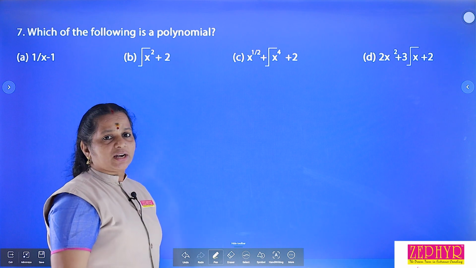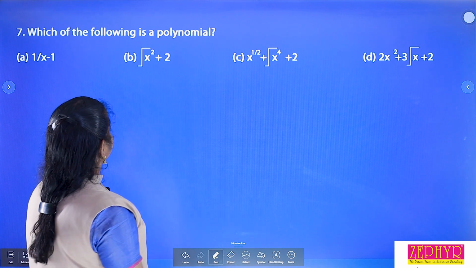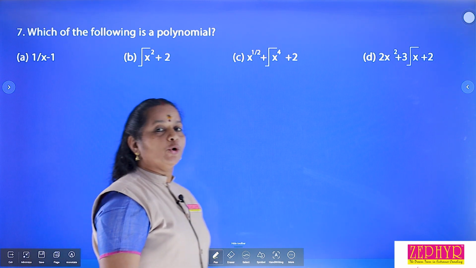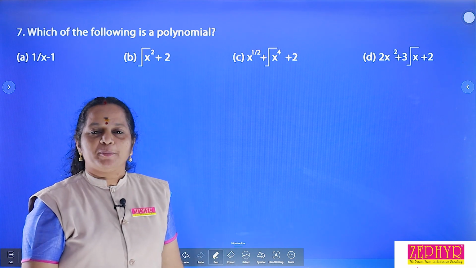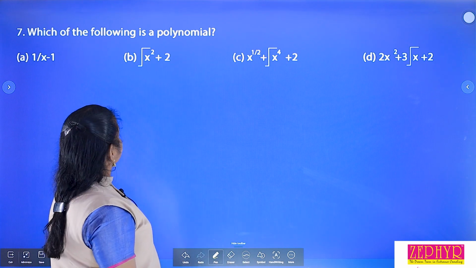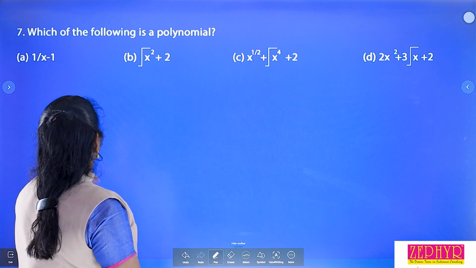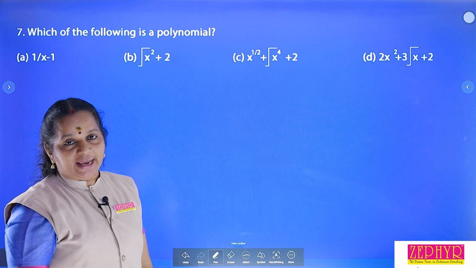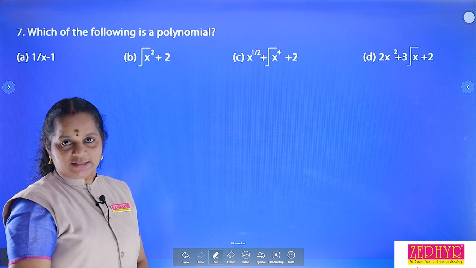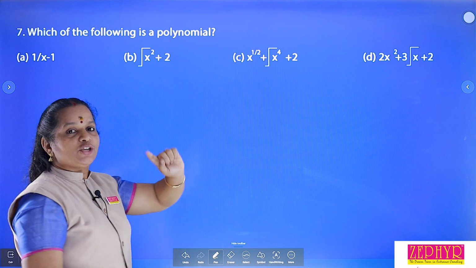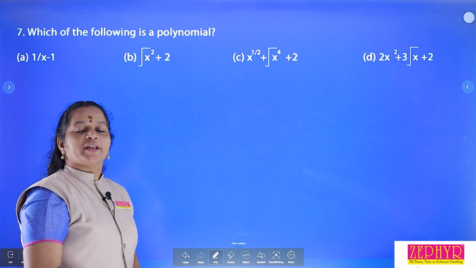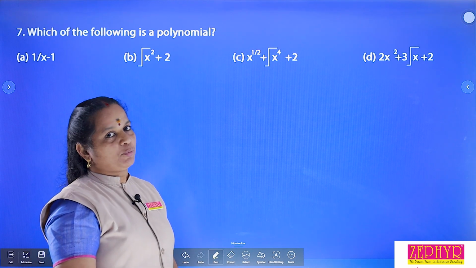This is an easy question relating to our first part. Which of the following is an example of polynomial? In the introduction part we said what we mean by a polynomial. Is the first one, option A, 1 by x minus 1, a polynomial? No. Why? 1 by x means x raised to minus 1, so the exponent becomes minus 1. So it is not a polynomial.